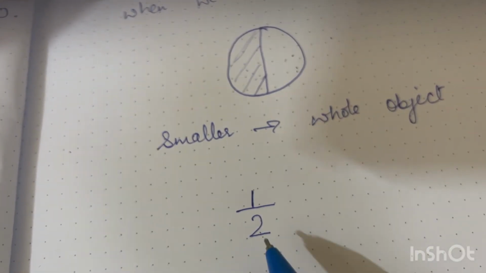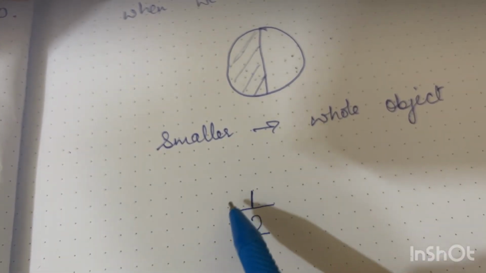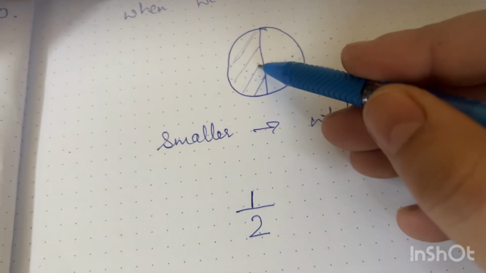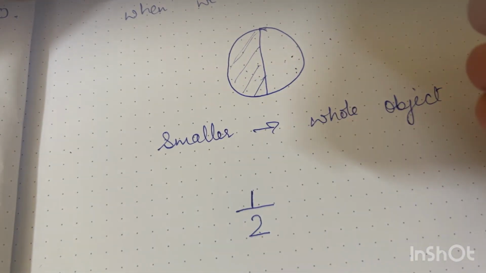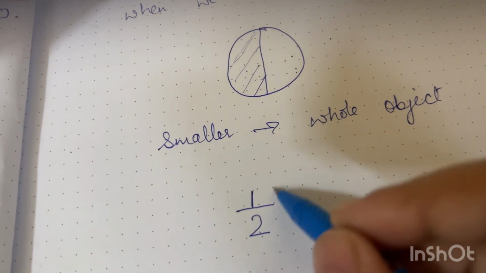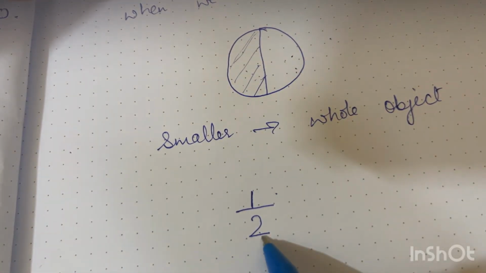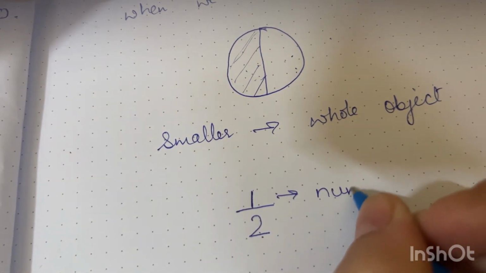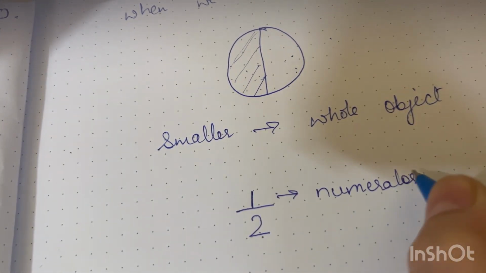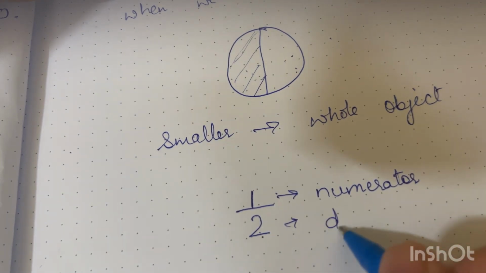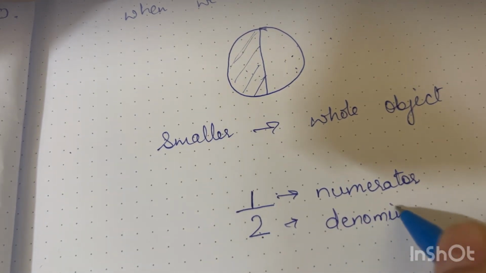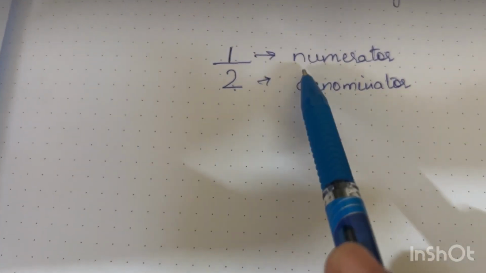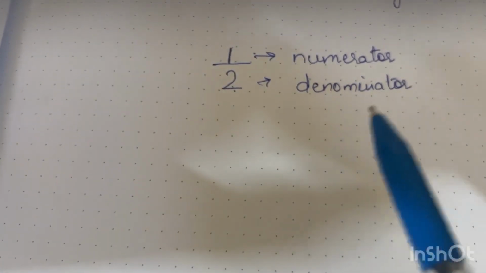So the formula of the fraction is number of parts shaded or number of parts taken away, we will write on top, and the total number of parts we will write at the bottom. So the top part is called numerator and the bottom part is called denominator. A fraction always consists of a numerator and a denominator.